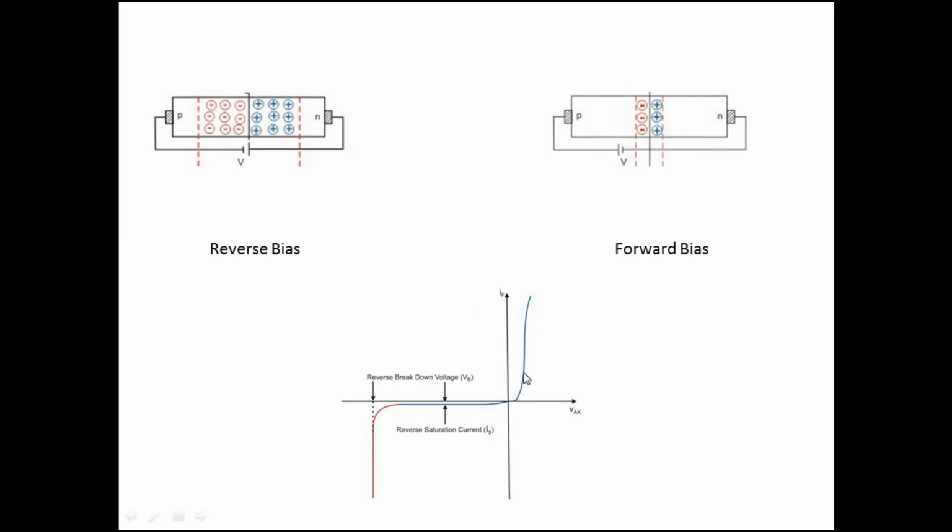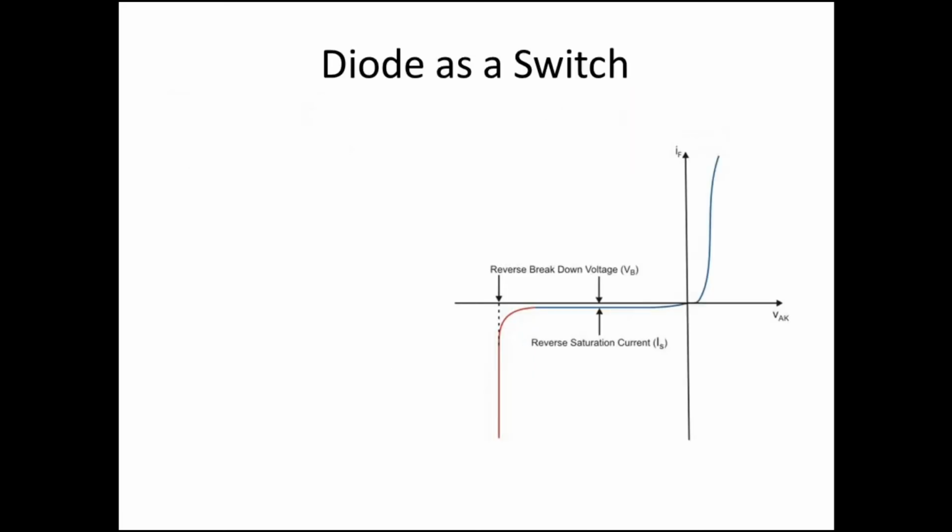Okay, so it will conduct like this. Okay, a large current can flow. So this is the operation of a diode. Now we can discuss how a diode can be acted as a switch.